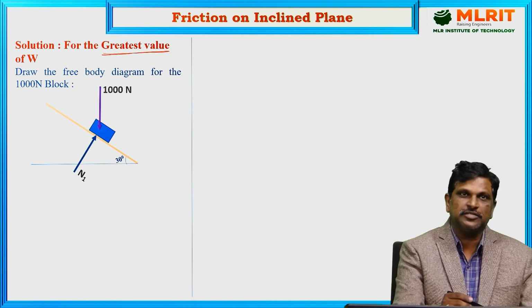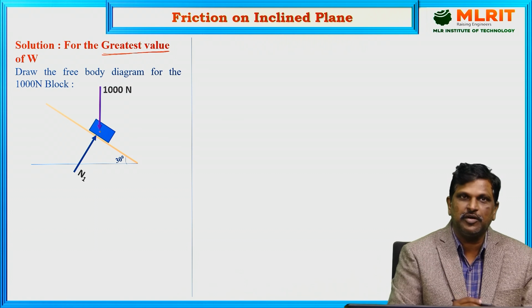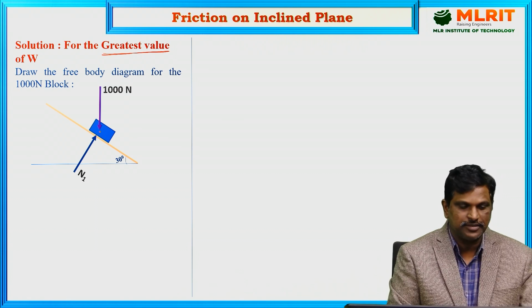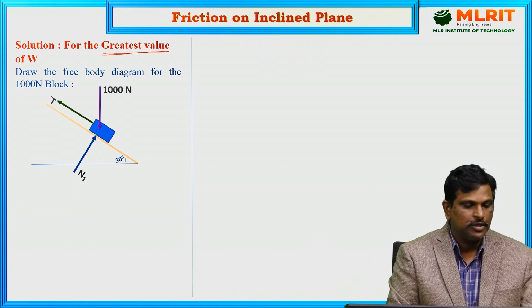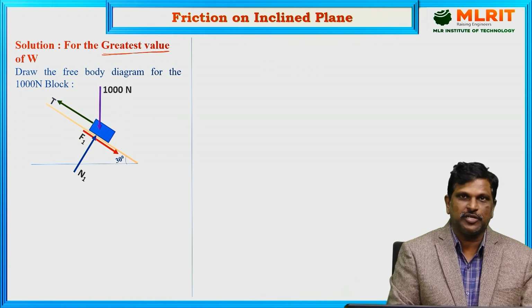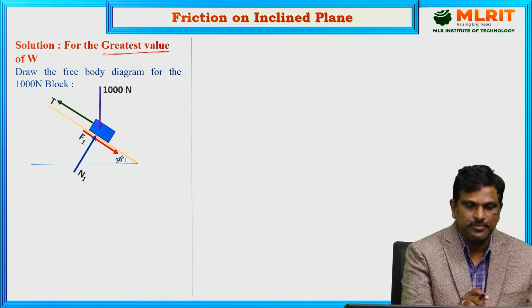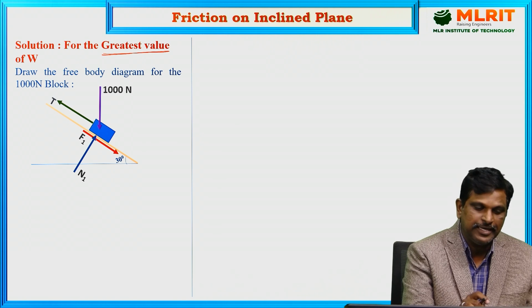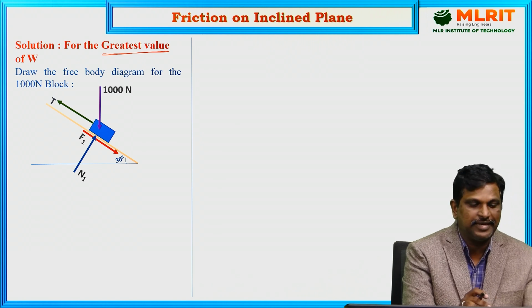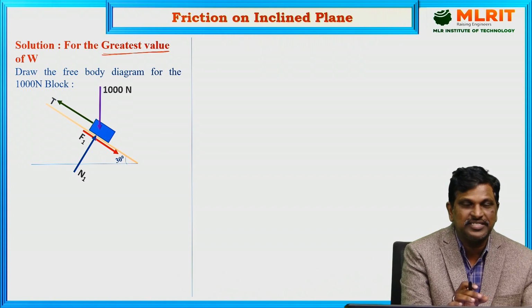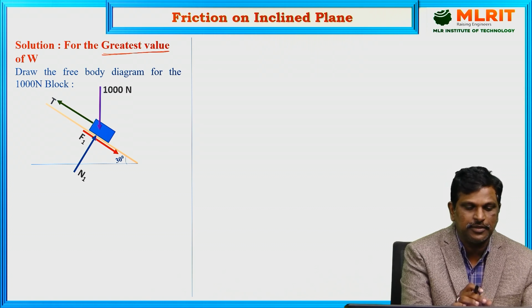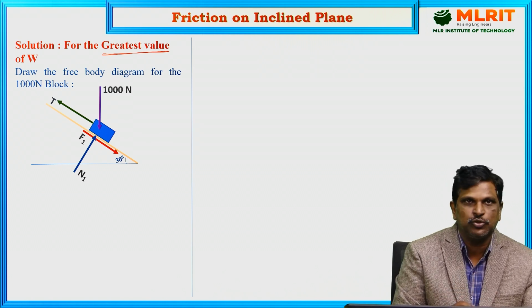Weight always acts vertically downwards. Normal reaction will always be perpendicular to the contact surface, and the tension in the string is parallel to the plane. And the friction here, in this case, the 1000 Newton block is tending to move in upward direction at the greatest value of W. At the greatest value of W, W is tending to move in the downward direction and the 1000 Newton block is tending to move in upward direction.